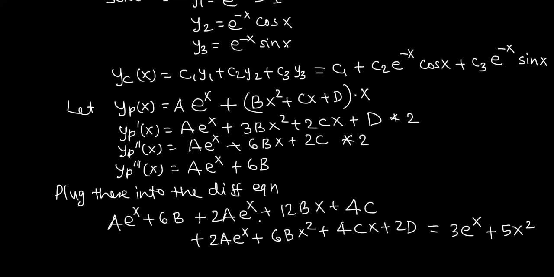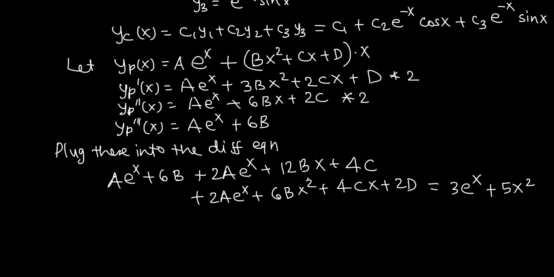Now from this equation we should be able to find the unknown constants a, b, c, d. So let's combine like terms. Here we have e^x, here e^x, here e^x, so we can add them: 2a, 2a, 4a, 1a, 5a. So 5a e^x. Now 6b constant, 12bx, 4c. So the highest power is 6bx squared. Let me write that here, 6bx squared.